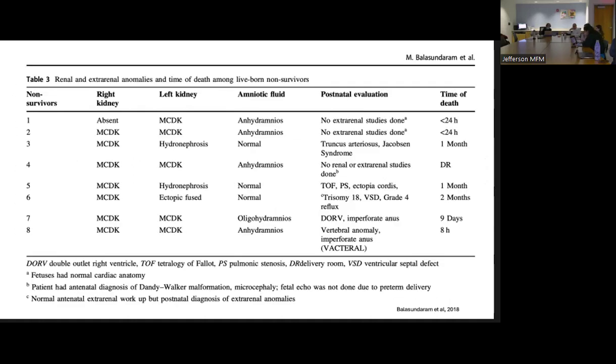This is looking at non-survivors and looking at our right kidney, left kidney, amniotic fluid, and what the postnatal evaluation was, and then their time of death. As I mentioned previously, of non-survivors, 4 passed within 24 hours of life, and this was due to pulmonary hypoplasia, pneumothorax, and hypoxia. And then 4 died after 24 hours of life. This was due to cardiac failure and post-surgical cardiac complications. 1 had trisomy 18 and died at 2 months of life from aspiration pneumonia.